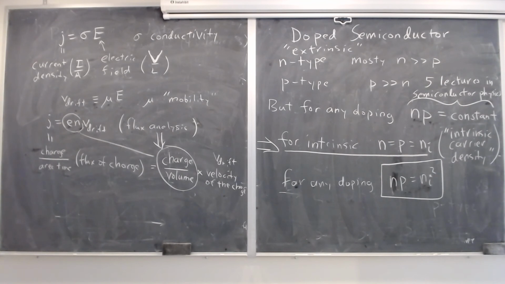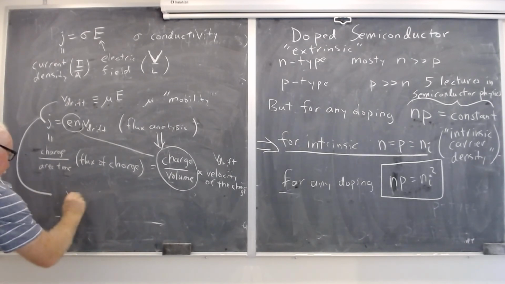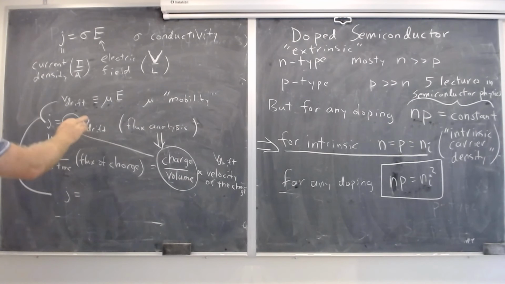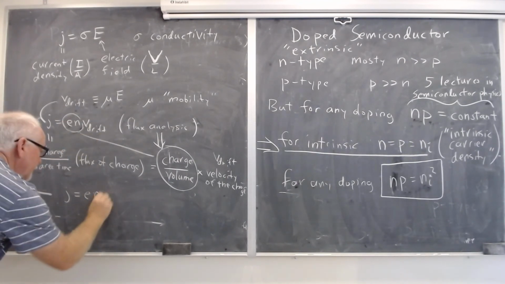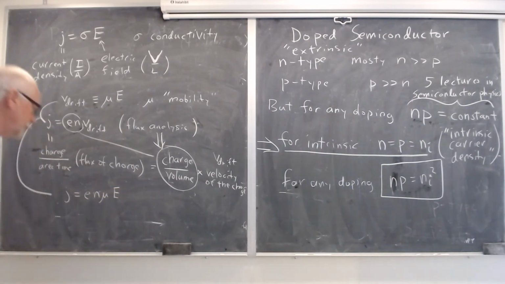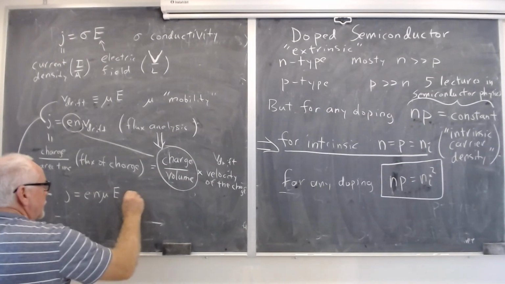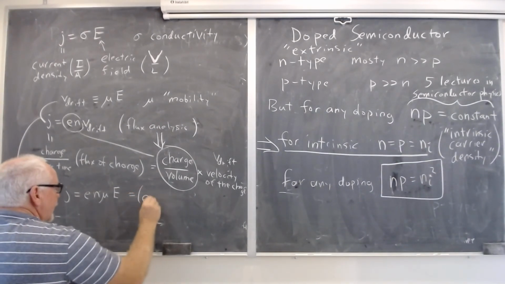Now, you put those together, and you write that J is equal to e n v drift, which is e n mu E. That's if there are only electrons, and I think I've established that there are both electrons and holes. So if there are both electrons and holes, then you just add that term.